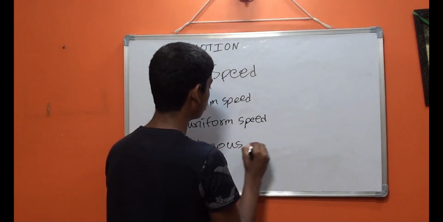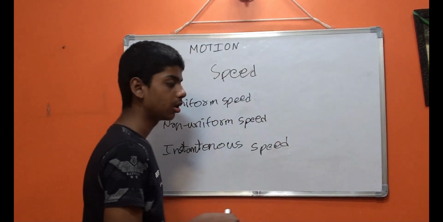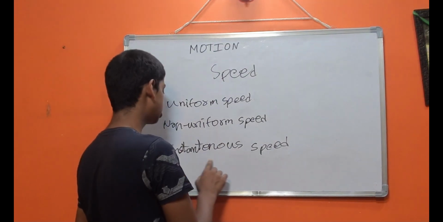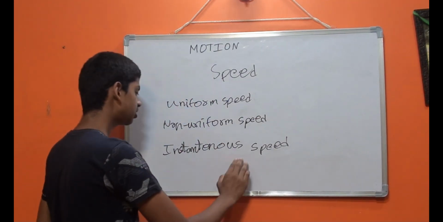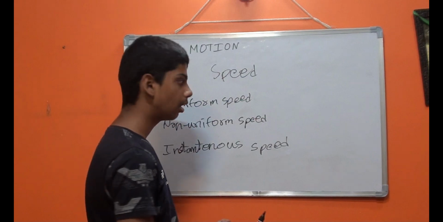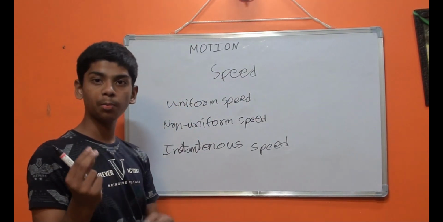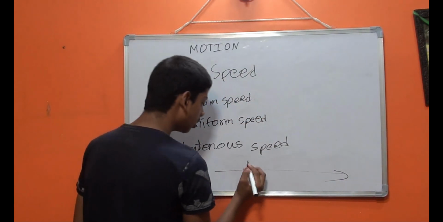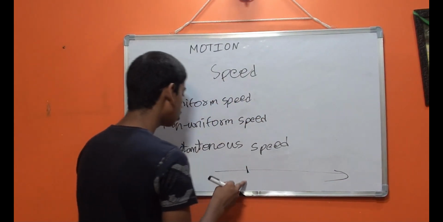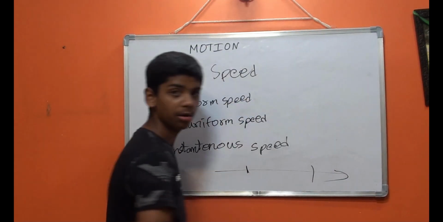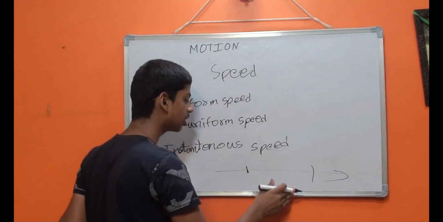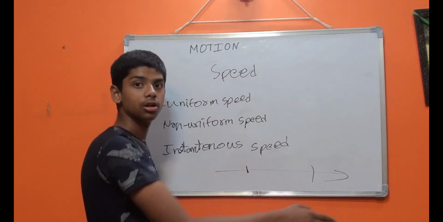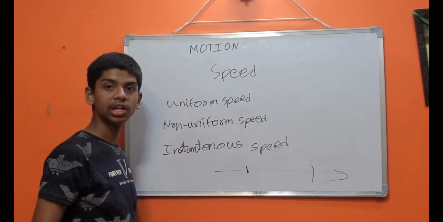Now let's see what instantaneous speed is. Instantaneous speed means the speed of a body at a particular instant. Say a body is going like this. The speed of the body at this instant is called instantaneous speed. Now let's see about average speed.